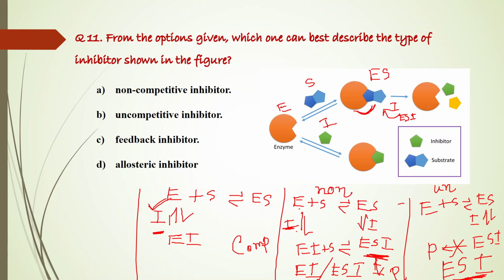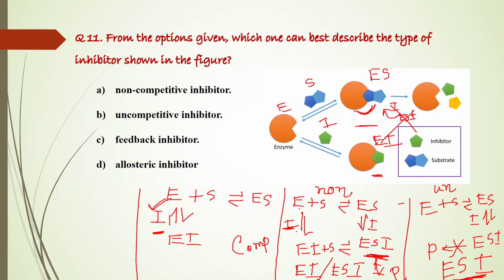Is there something in this diagram where both blue and green are attached to this orange enzyme? No, we can obviously see there is no ternary complex. Of the two intermediates, this one is ES and this one is EI. There is no presence of an ESI complex. That means it is not an uncompetitive inhibition.